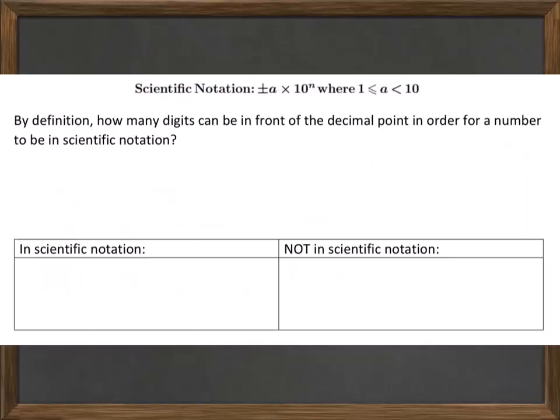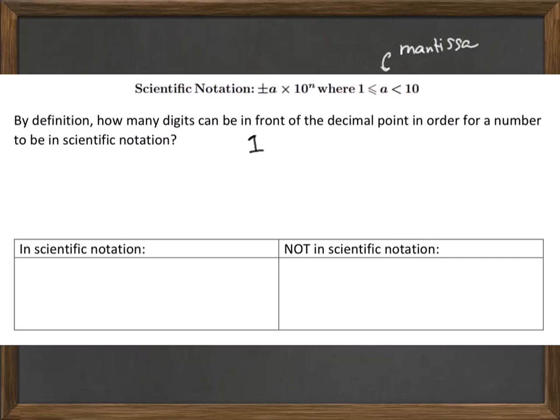So scientific notation looks like this. It can be a positive or a negative number. So we say it's plus or minus a times 10 to the n. Okay, and a has a special name, if you want to know. It is called the mantissa. The mantissa has to be at least 1, but it has to be strictly less than 10. So by definition, how many digits can be in front of the decimal point in order for a number to be in scientific notation? The answer is just 1.